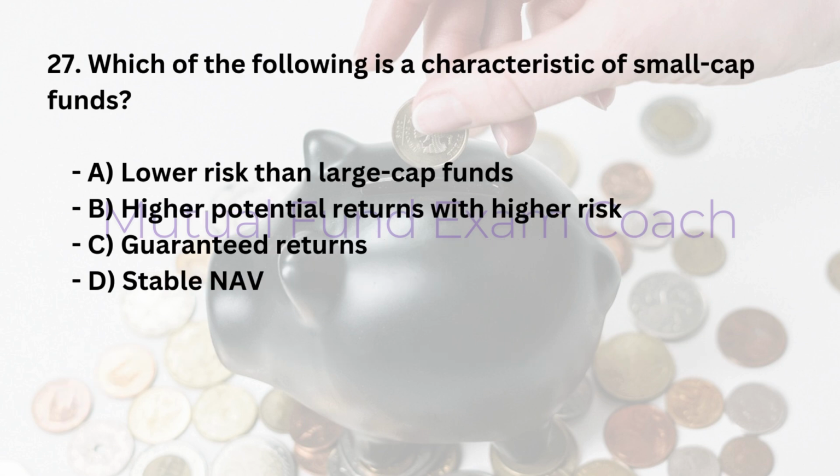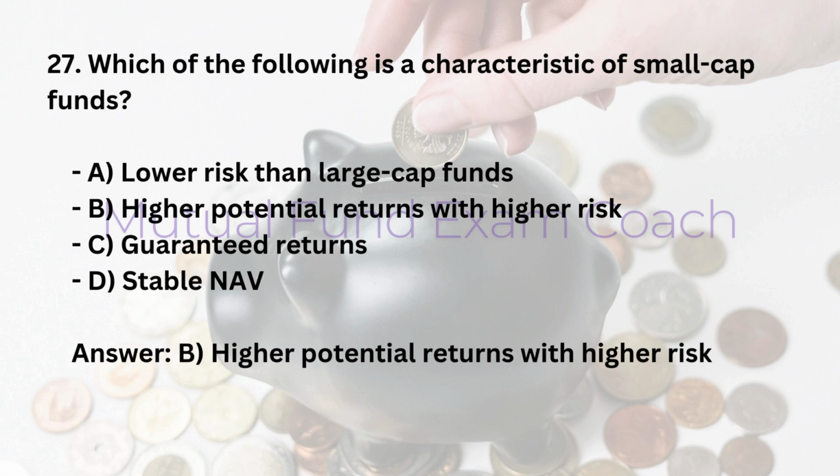26. What should investors consider when selecting mutual funds? A. Past performance alone. B. The advisor's reputation. C. The consistency of performance and risk levels. D. The popularity of the fund. Answer: C. The consistency of performance and risk levels. 27. Which of the following is a characteristic of small cap funds? A. Lower risk than large cap funds. B. Higher potential returns with higher risk. C. Guaranteed returns. D. Stable NAV. Answer: B. Higher potential returns with higher risk.